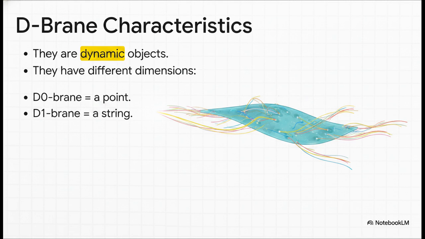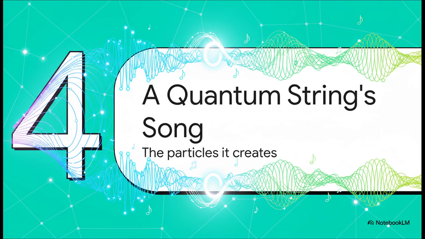different dimensions. A D0 brane is like a point. A D1 brane is a line, or a kind of string itself. And a D2 brane is a two-dimensional surface, a membrane. Okay, so we've got our strings, and now they can end on these D-Branes. This brings us to the really fun part, part 4, a quantum string song.